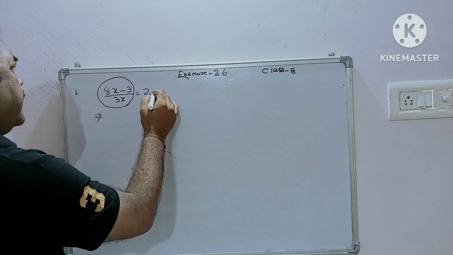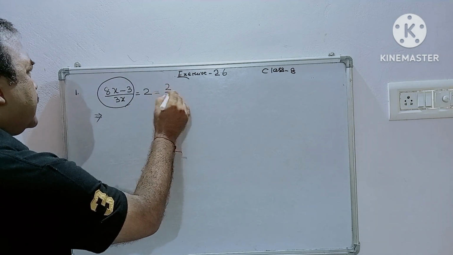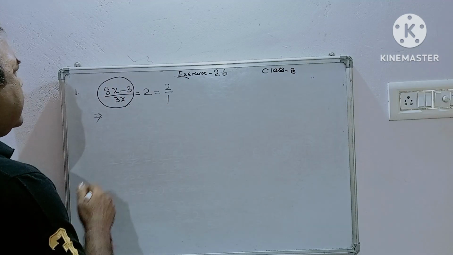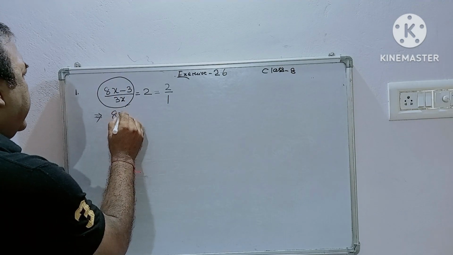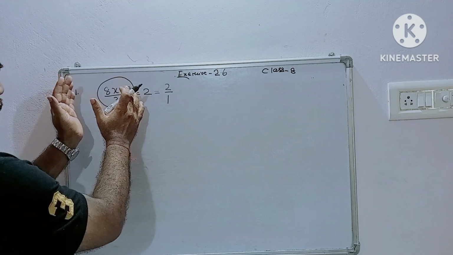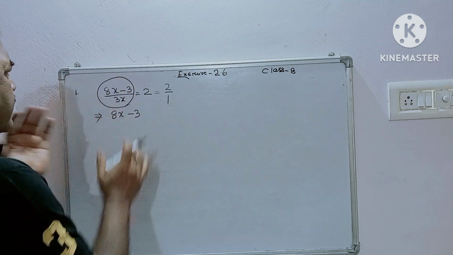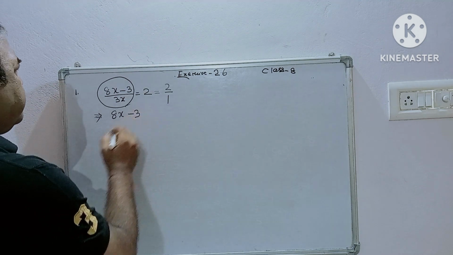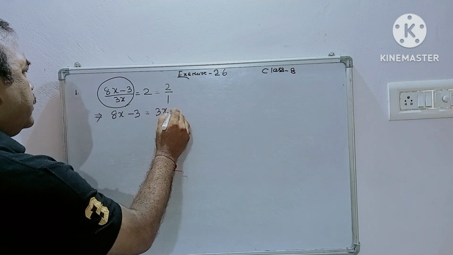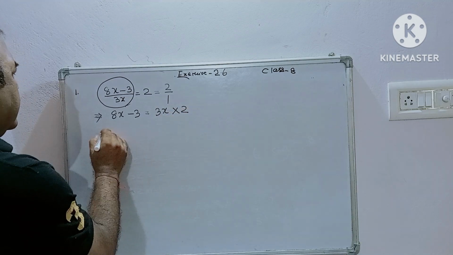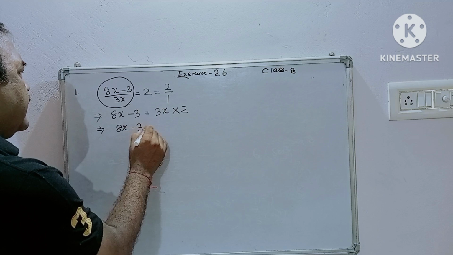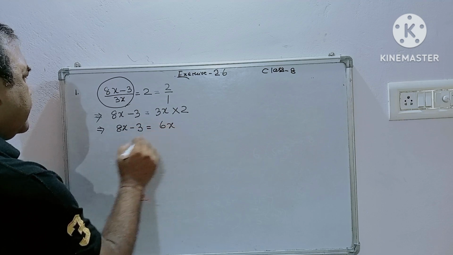So 2 means 2 upon 1. You do the cross multiplication, okay? So we can write 8x minus 3 into 1, that is 8x minus 3, that is equal to 3x into 2. That implies 8x minus 3 is equal to 6x.